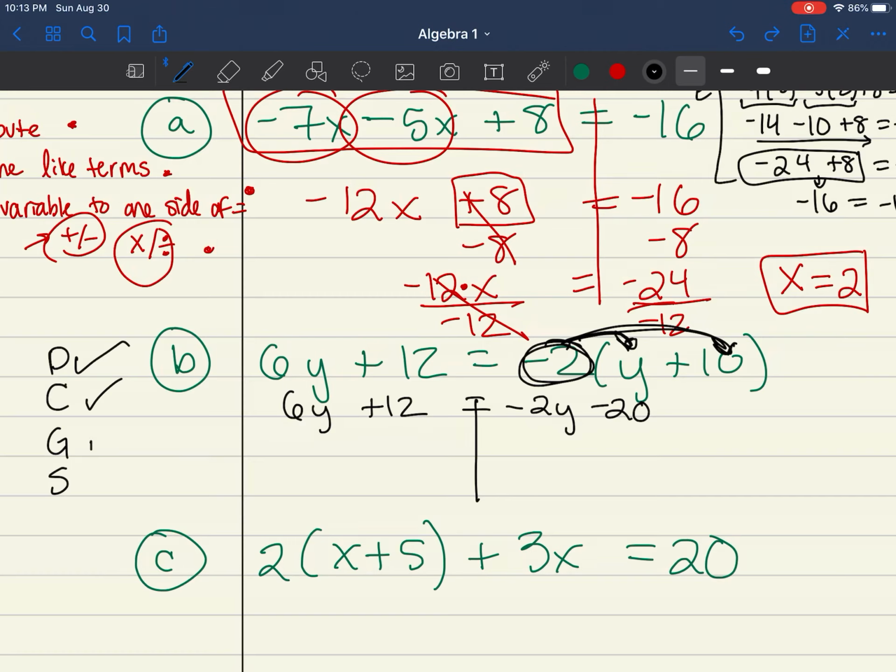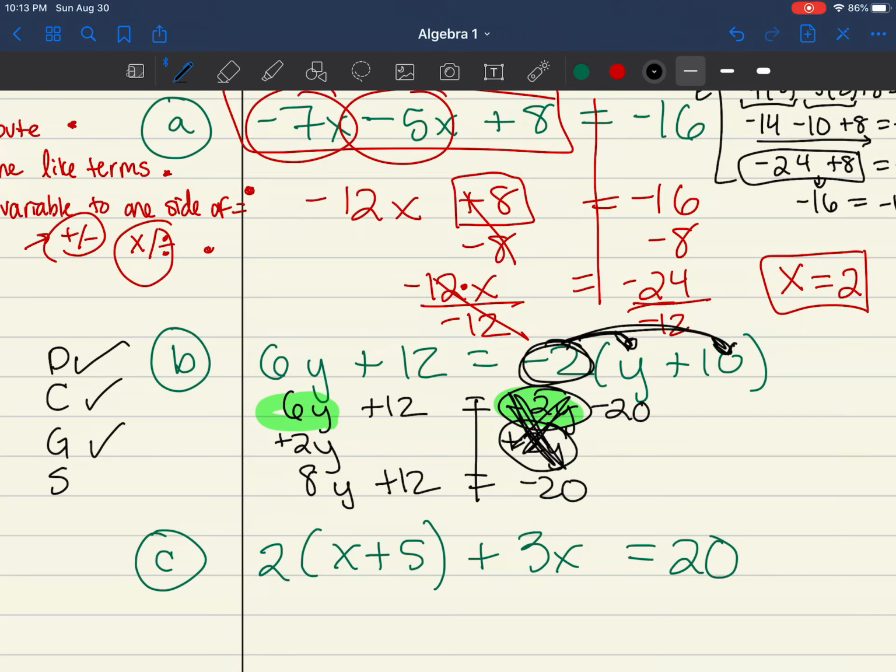All right, now we do need to get variables to one side because I notice that I have a y here and a y here. I'm going to move this negative 2y because then I'll just be adding it. Because negative 2y plus 2y is 0. So those are going to cancel. So 8y plus 12 equals negative 20. All right, let's get this out of the way.